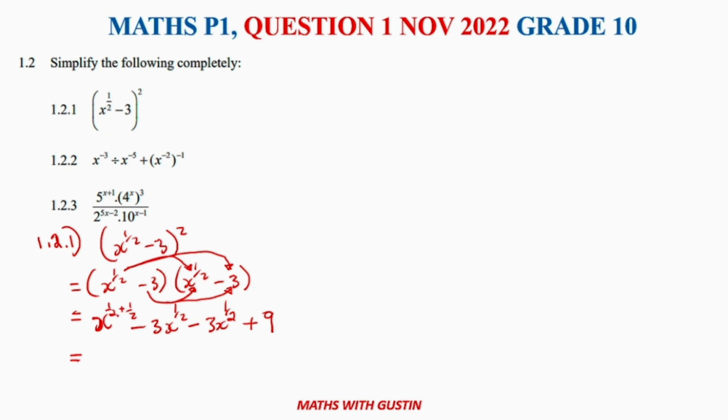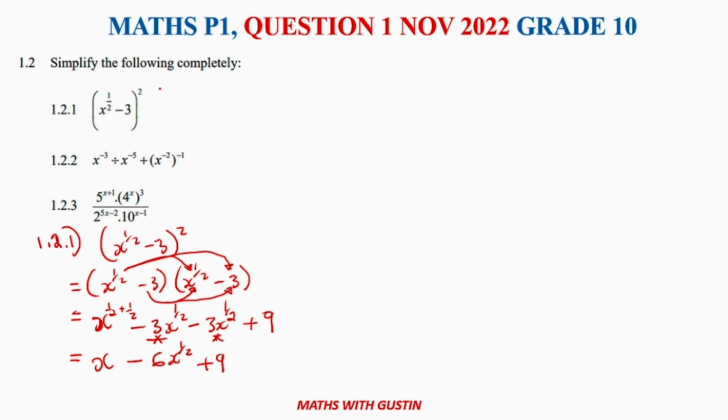Now let's simplify this. Half plus half is going to give us x to the power of 1. Negative 3x to the power of half and these ones here are the same, so it's going to be negative 6x to the power of half, and then plus 9 as well. And that's how you would deal with a question like this on how to simplify. Just stick to the basics and you will never go wrong.